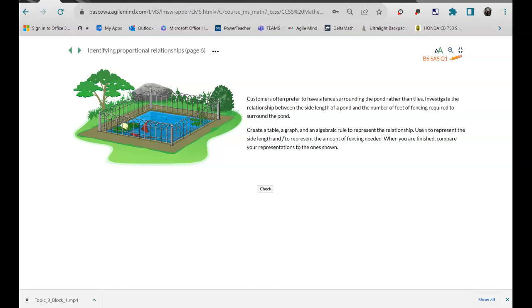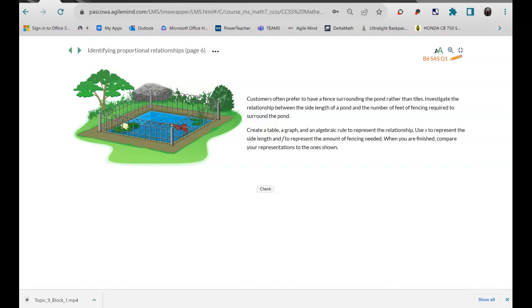Today we're going to take a look at a different pond project than we had in Topic 3, Block 5. This is Topic 3, Block 6. As you can see from the picture, there aren't tiles surrounding the pond, but a fence, because according to the scenario here, customers often prefer to have a fence surrounding the pond rather than tiles.